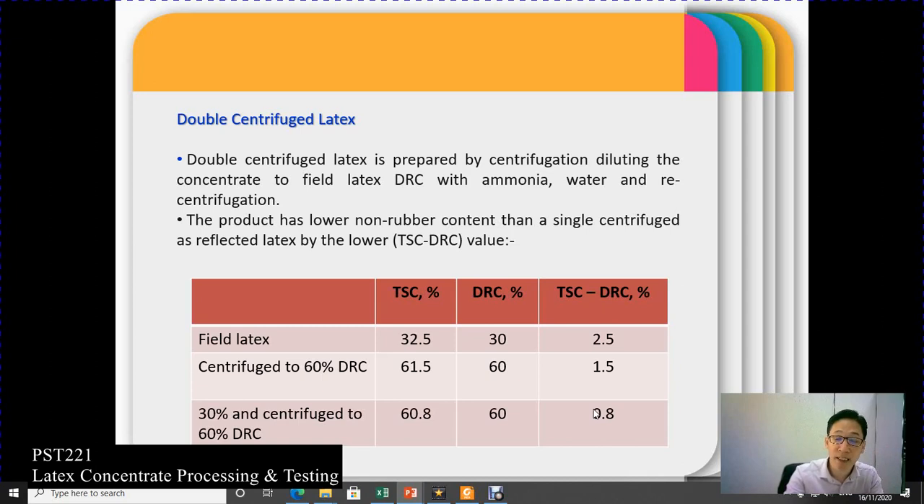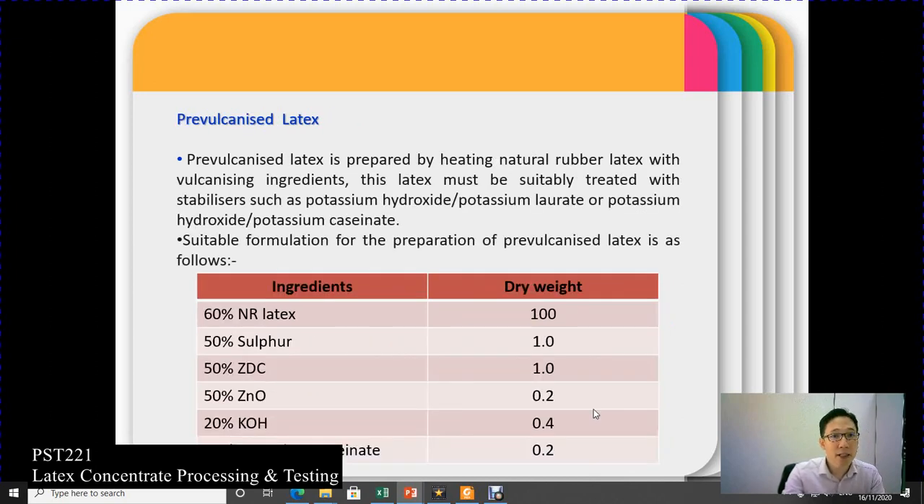It is used for surgical dipped goods. Okay, remember. So double centrifuge latex is usually used for surgical dipped goods and specialized premium latex. Next, we go to pre-vulcanized latex.